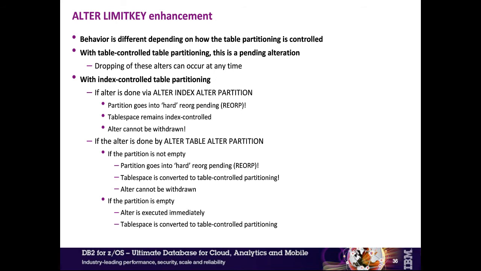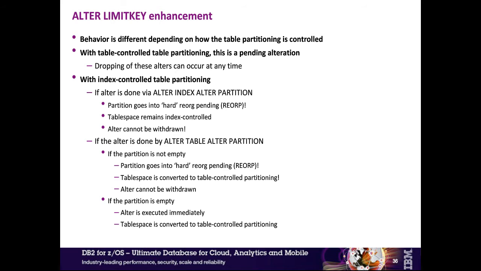And the only blessing is if the partition is empty, then the alter is executed immediately, but again the table space is converted to table control partitioning. So UTS table spaces always use table control partitioning, but with classic partitioned table spaces you can be using either table controlled or index controlled partitioning. And so the question that you must have there is, how do I convert from index control to table control?